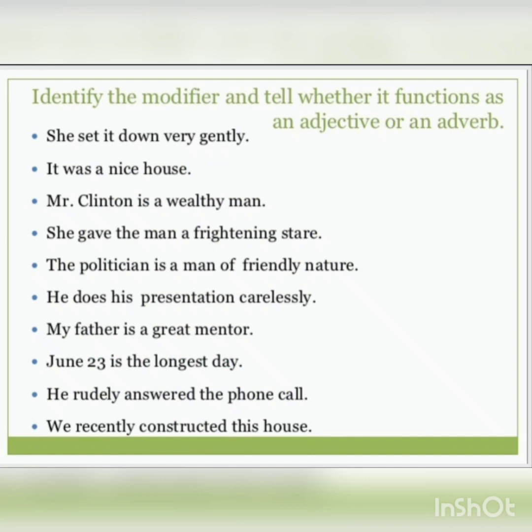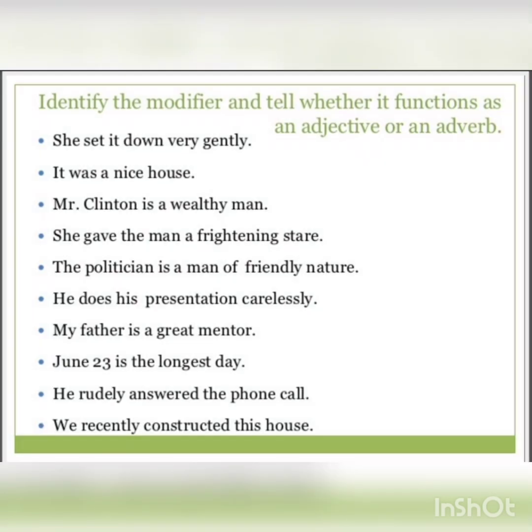Identify the modifier in each sentence and tell whether it functions as an adjective or an adverb. She set him down very gently. It was a nice house. Mr. Clinton is a healthy man. He gave the man a fighting start. The politician is a man of friendly nature. He does his presentation carefully. My father is a great mentor. These are the examples we need to identify.